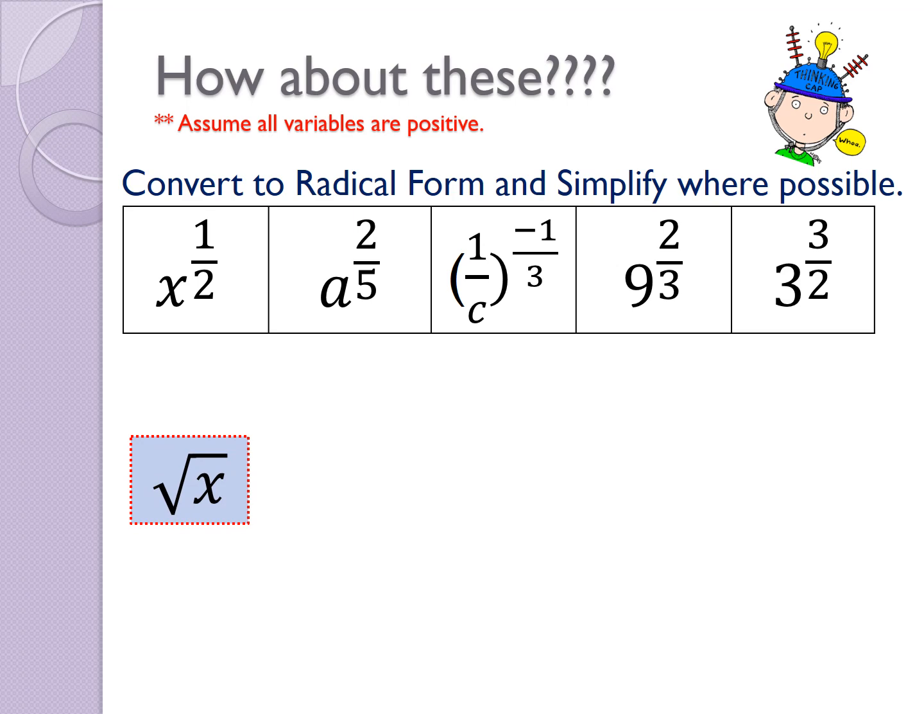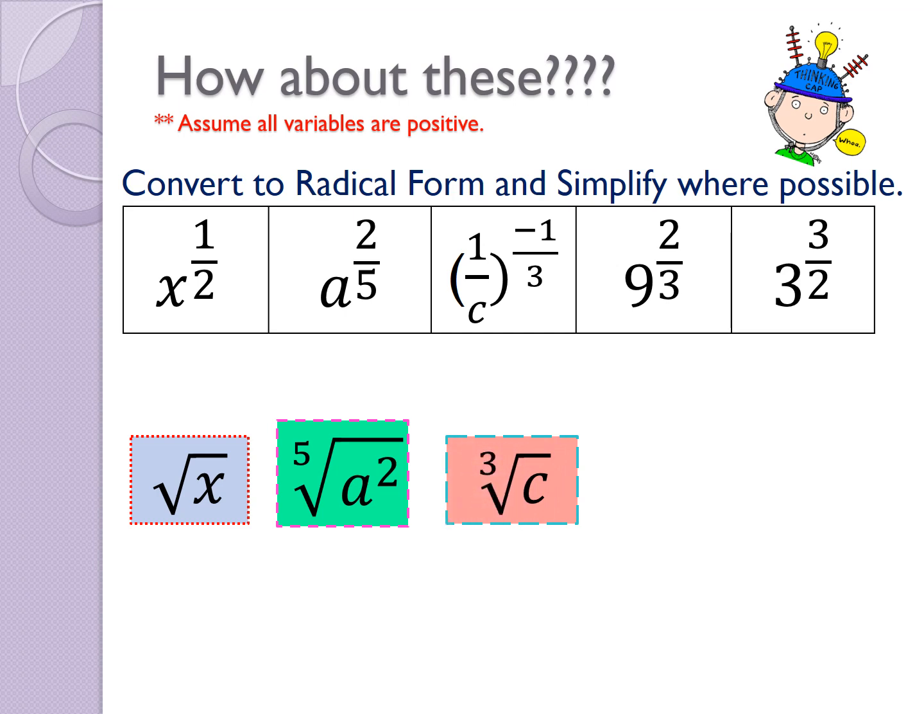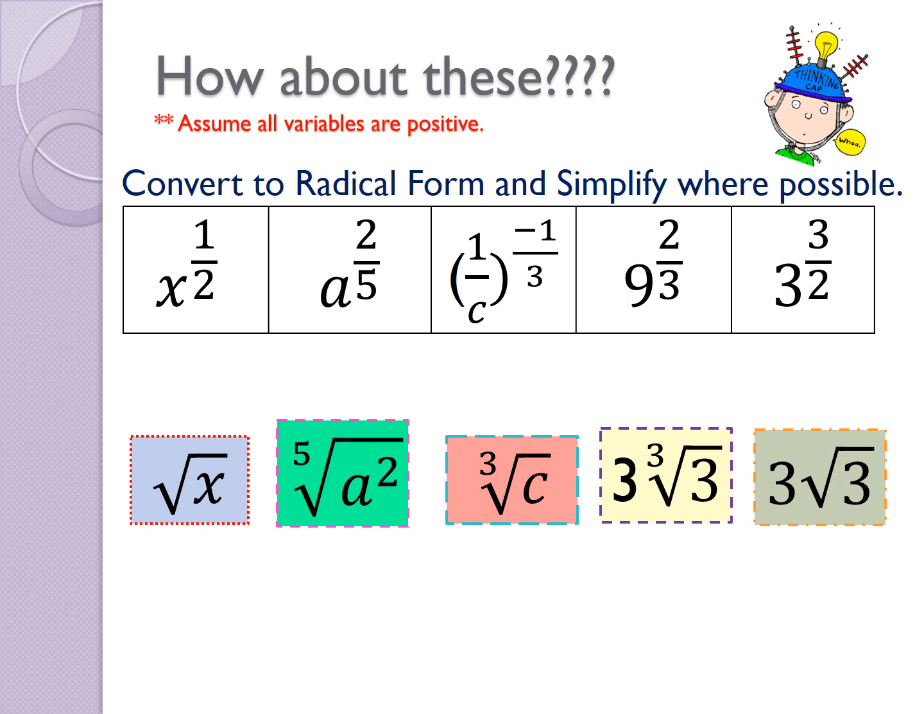Okay, so for the first one, I got the square root of x. That became the 5th root of a squared. Cube root of c. 3 cube roots of 3. And 3 square roots of 3.